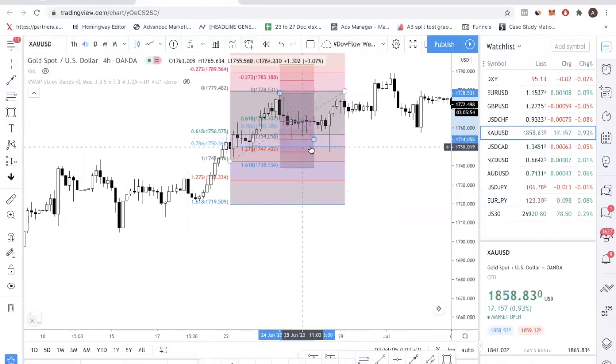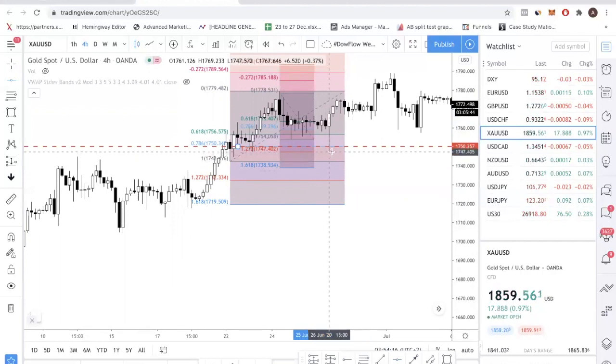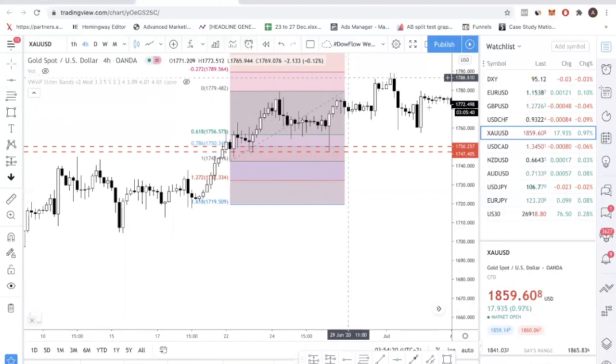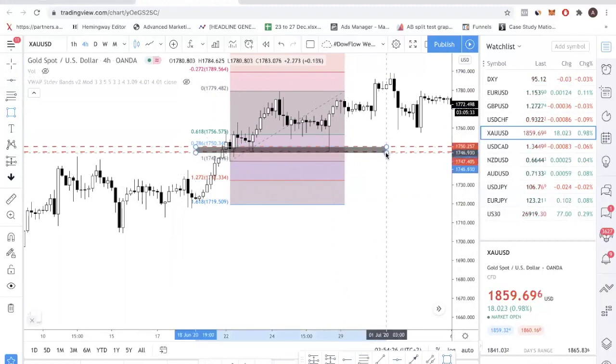You can see that this is the 0.786 level. Let me show it to you. This is the 0.786 level, and this is the 1.272 level. If you take away the Fibonacci so that it's clearer, you can see that price really tapped just this level. So this is a very high probability level, and that's how you do it. In this case, it worked out perfectly.